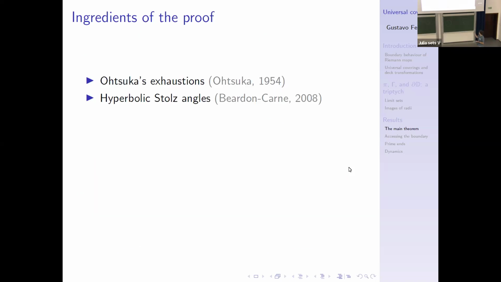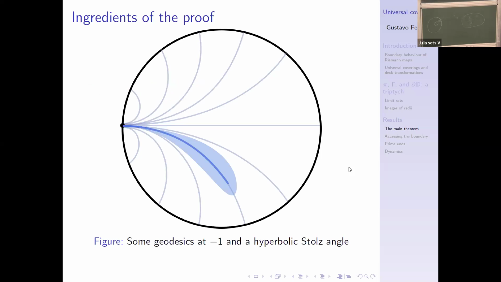And the second ingredient is what I call hyperbolic Stolz angles, which are hyperbolic formulations of those sectors that I showed before, in terms only of the hyperbolic metric. These were introduced, as best as I can tell, by Beardon and Pommerenke in 2008. It basically means that you take some geodesic ray that lands at your point, and you take the set of points at some finite hyperbolic distance from it. And what you can show is that these sets are equivalent, for all intents and purposes, to the classical Stolz angles.